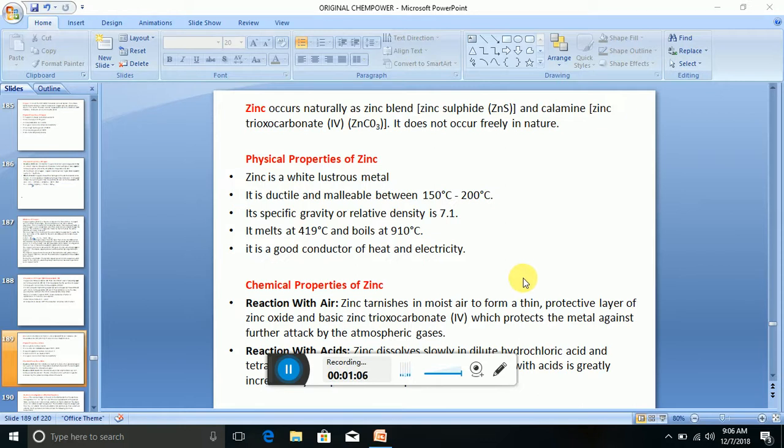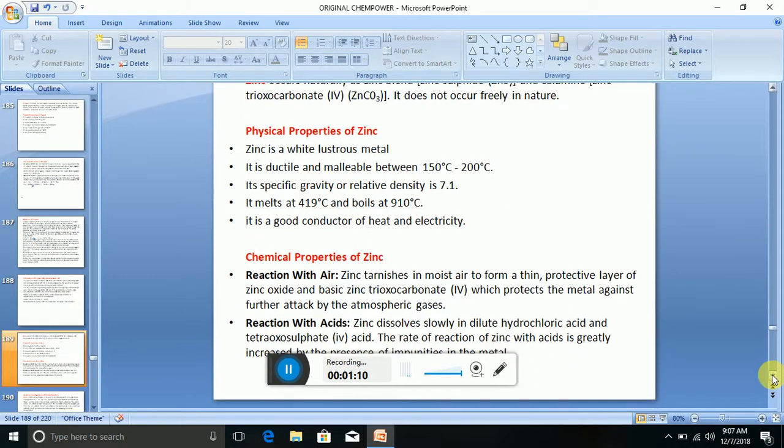Chemical properties of zinc. Reaction with air. Zinc tarnishes in moist air to form a thin protective layer of zinc oxide and basic zinc trioxocarbonate(IV), which protects the metal against further attack by the atmospheric gases.